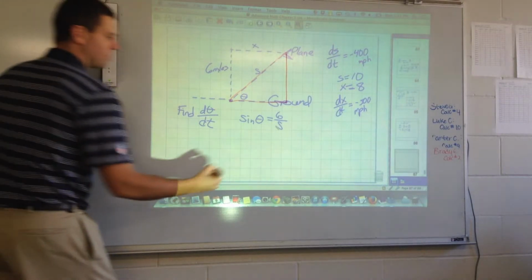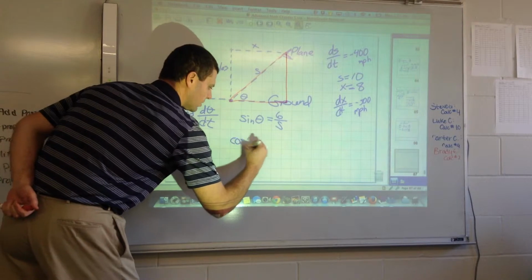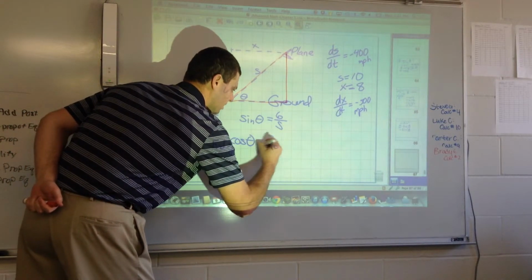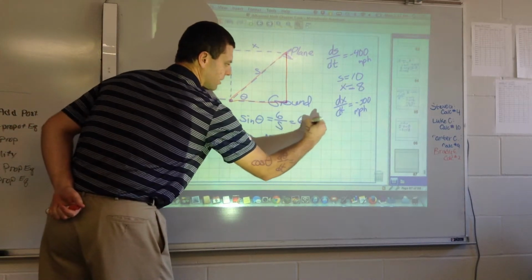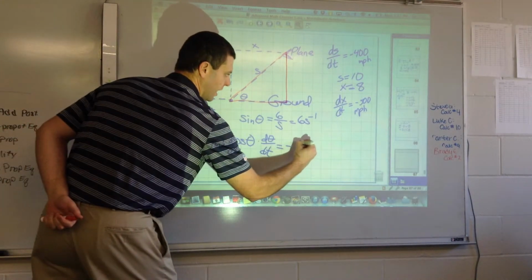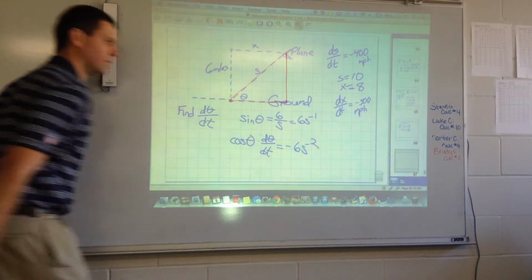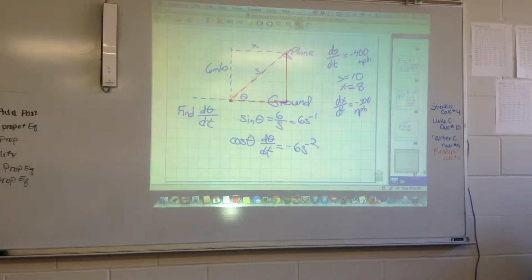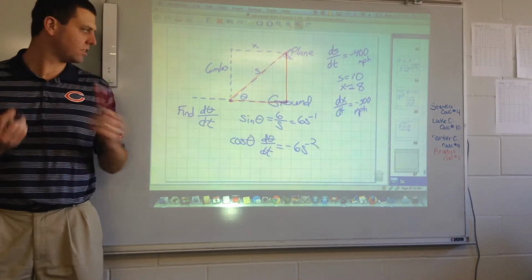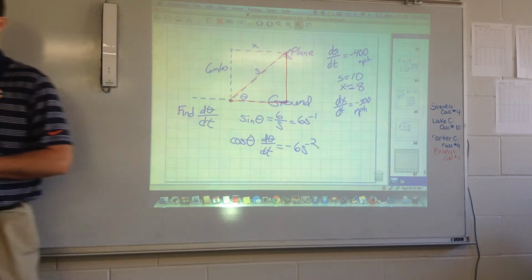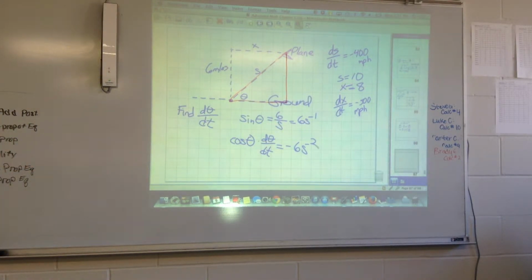So then if I differentiate, I get cosine theta d theta/dt equals, if I visualize this as 6s to the negative 1, negative 6s to the negative 2, times ds/dt. Instead of using the quotient rule, I could just rewrite 6 over s as 6s to the negative 1 power. That way I don't have to use the quotient rule.